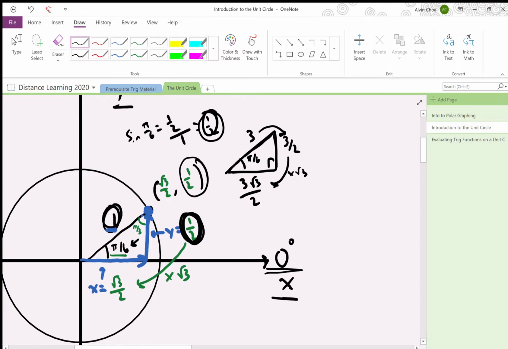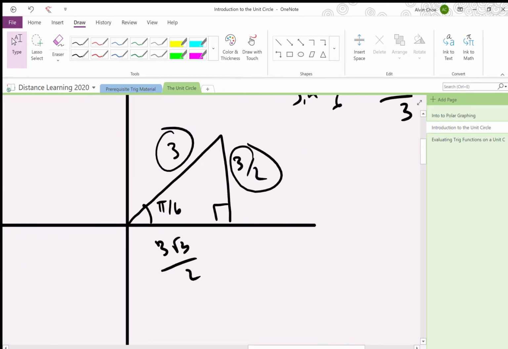If I asked you to find cosine of pi over 6 instead, then that would lead us to doing the adjacent side, which is root 3 over 2. And you know the hypotenuse is 1 anyways, so that just ends up being root 3 over 2. So what's the benefit? Unit circle over 1, it makes the rectangular x, y coordinates equivalent to the trig functions themselves. How can we prove that?